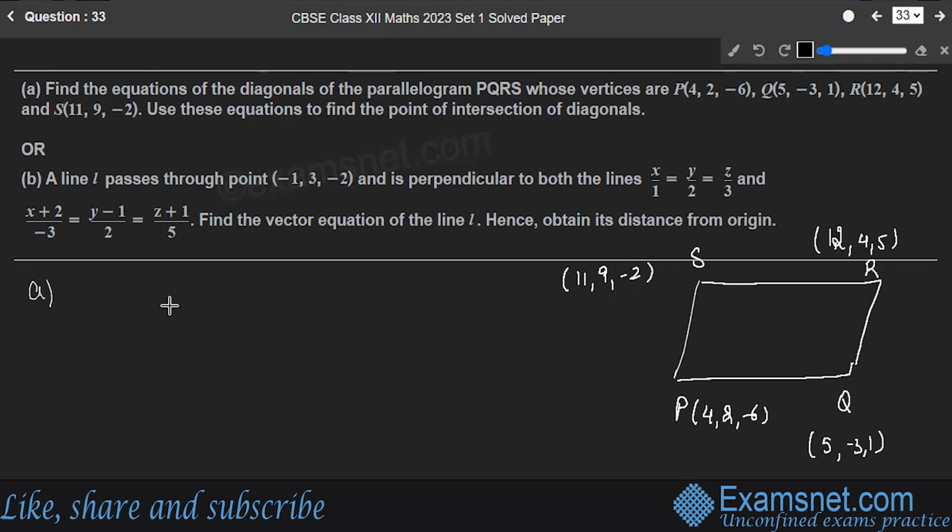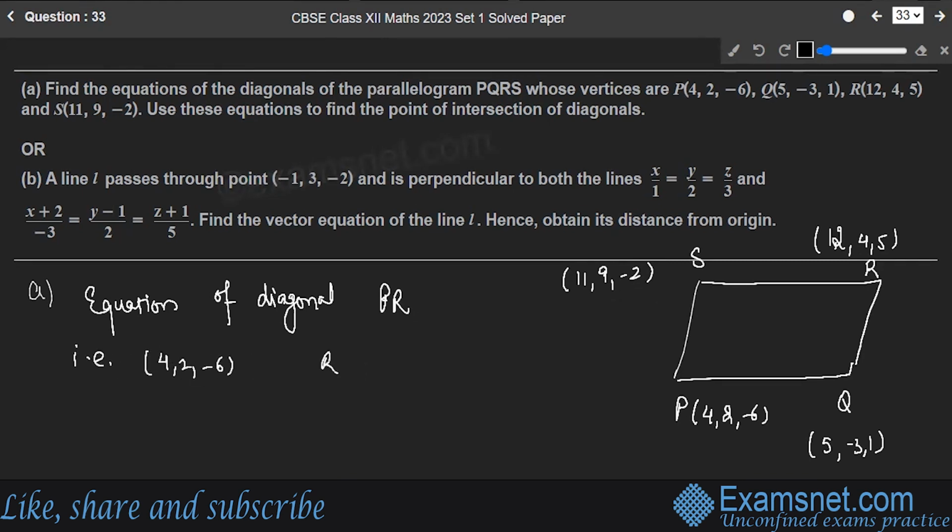First of all, you need to find the equation of the diagonal. So the equation of diagonal PR, that is, you have P as 4, 2, minus 6, and R as 12, 4, and 5.